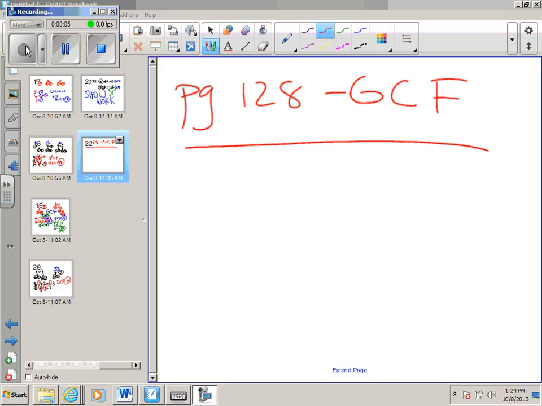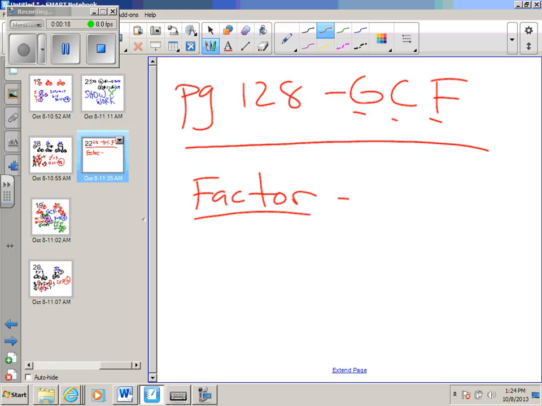GCF, greatest common factor. When we think of greatest common factor, which is what GCF stands for, it's important for us to just remind ourselves what a factor is. How would you define what a factor is? Good. So it's not the answer when you multiply, it's what you multiply.